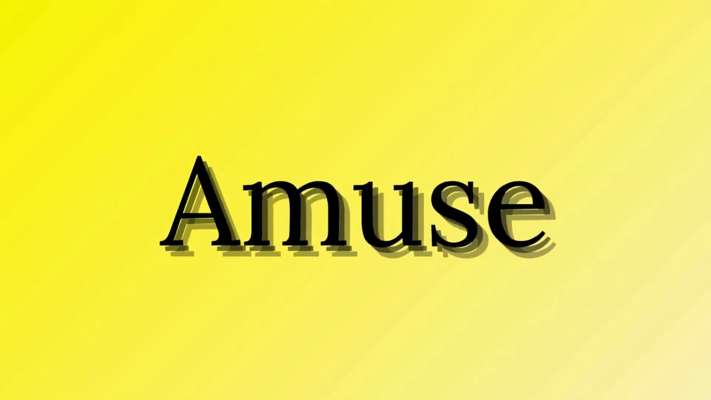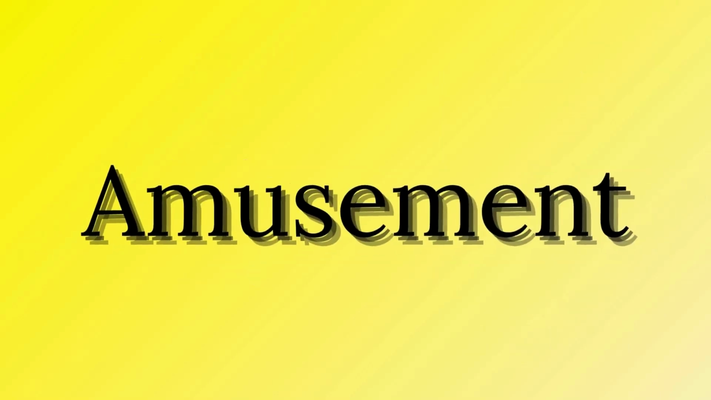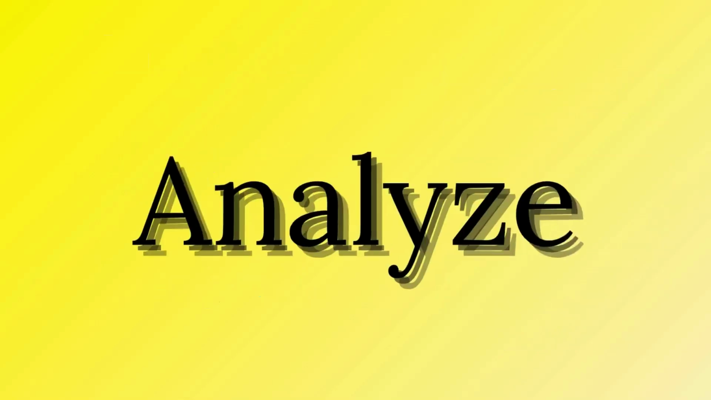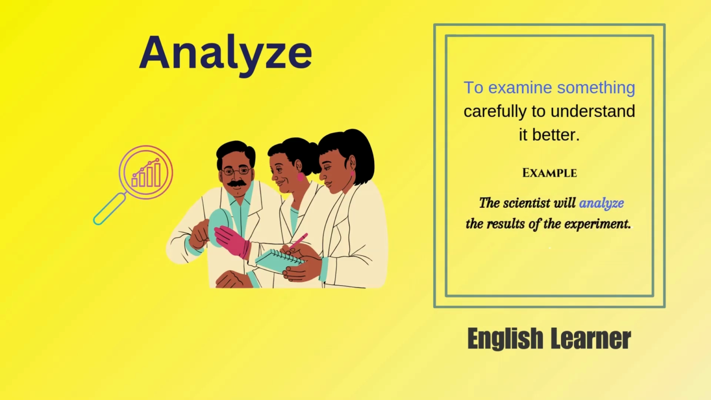Amuse. To entertain or make someone laugh. Example. The clown amused the children with his funny tricks. Amusement. The feeling of being entertained or having fun. Example. The children looked at the balloons with great amusement. Analyze. To examine something carefully to understand it better. Example. The scientist will analyze the results of the experiment.